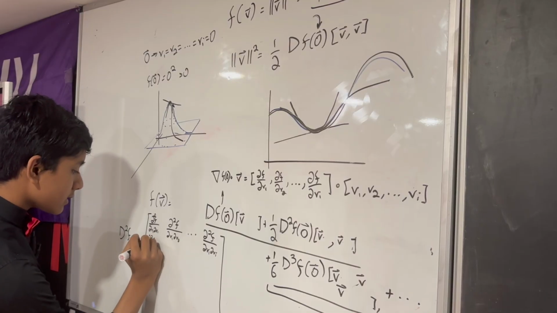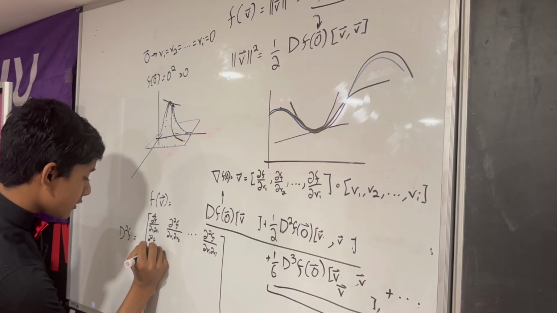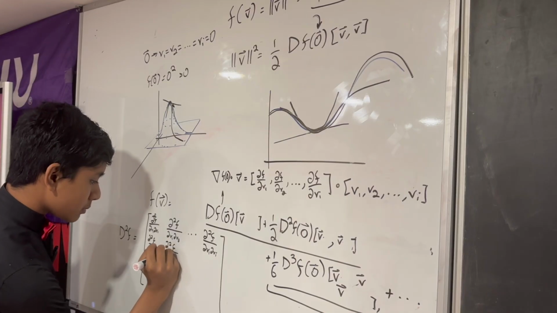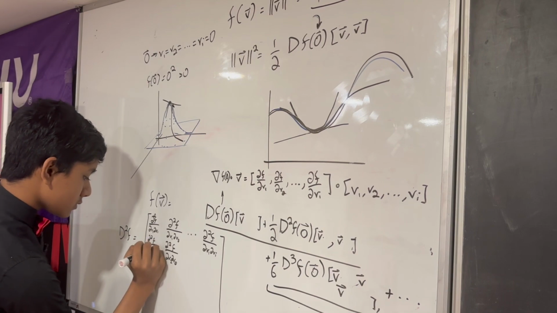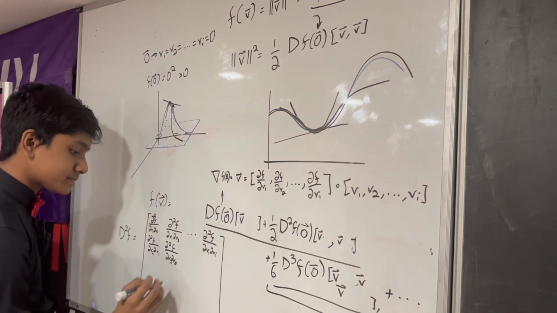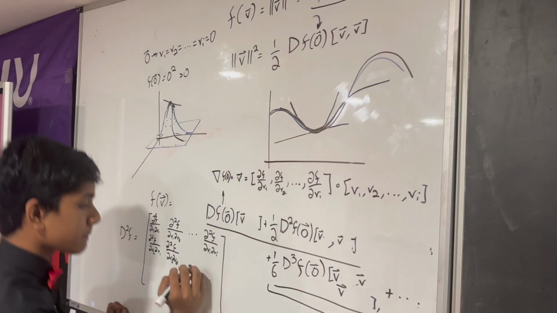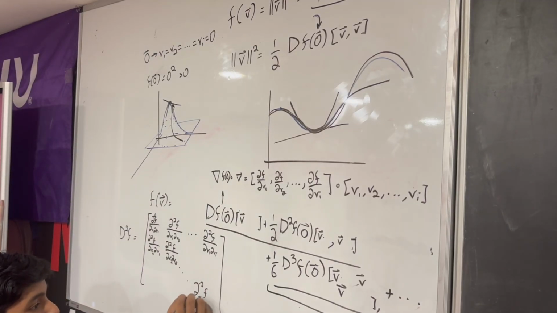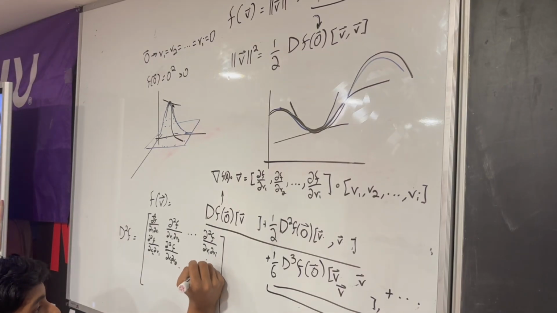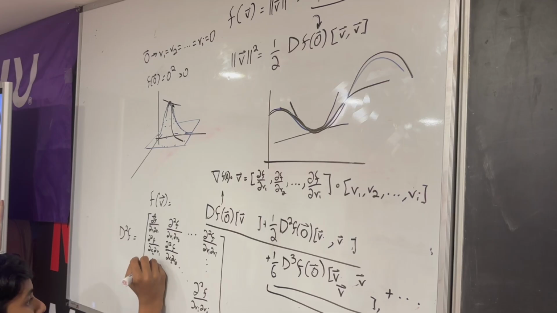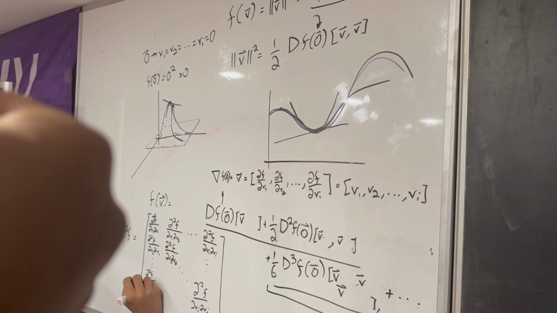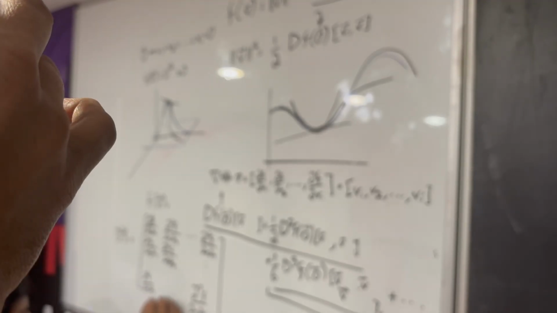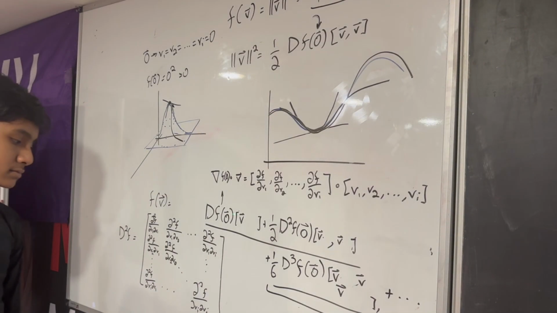partial squared f, partial v2, v1, partial squared f, partial v2, should have put two of these, partial squared f, partial vi, and finally, partial squared f, partial vi, partial v1, okay, this looks good.